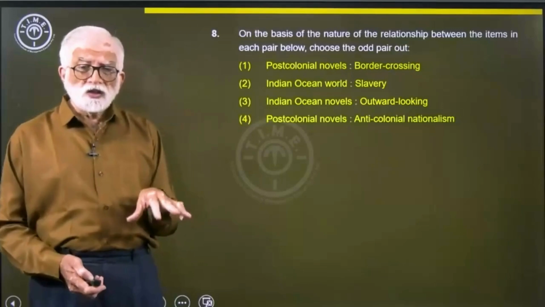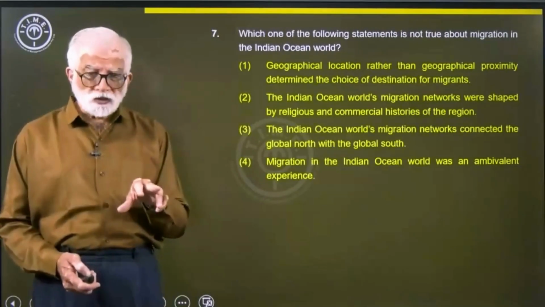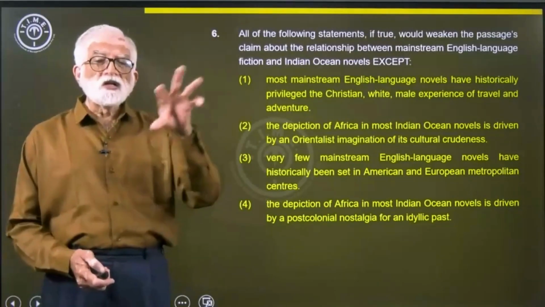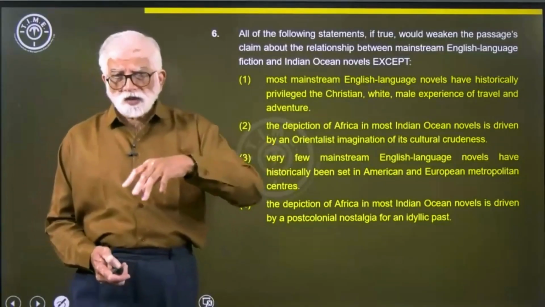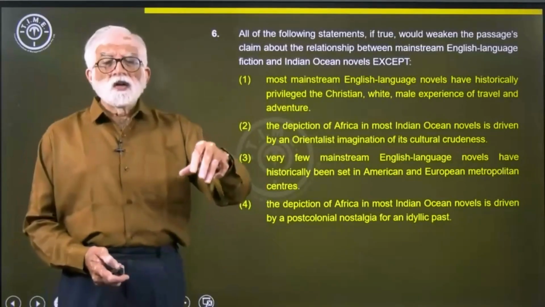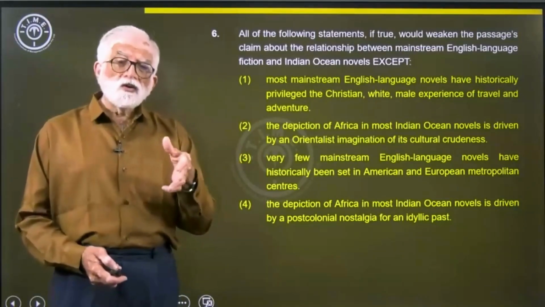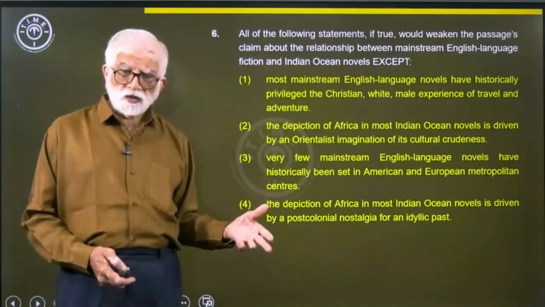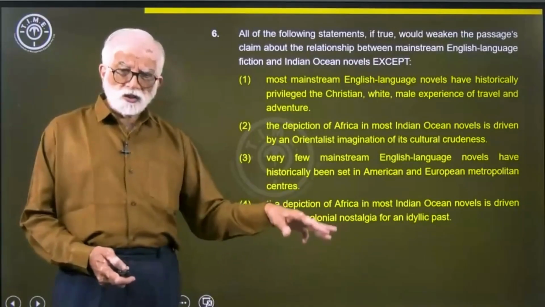And then on the basis of the nature of the relationship between the items, the pair below, choose the odd pair out. So 2 statements here tell me that we're dealing with fiction and we're dealing with the Indian Ocean area. And you know, the Indian Ocean area would mean all of, let's say, East Africa, all of the southern part of the coastal part of the Middle East, and all of the Indian Peninsula on its western side. And then down to the south below Sri Lanka.